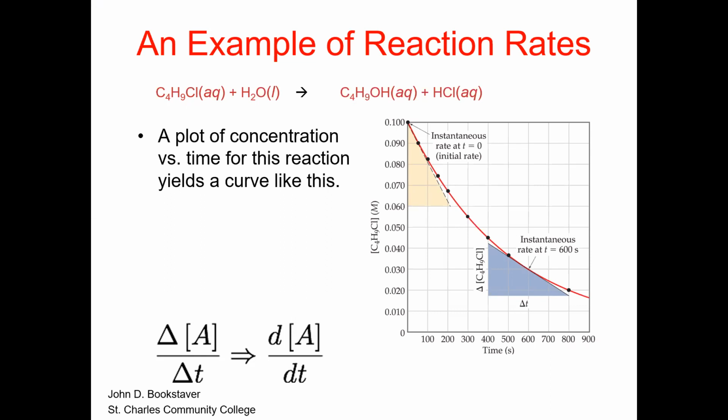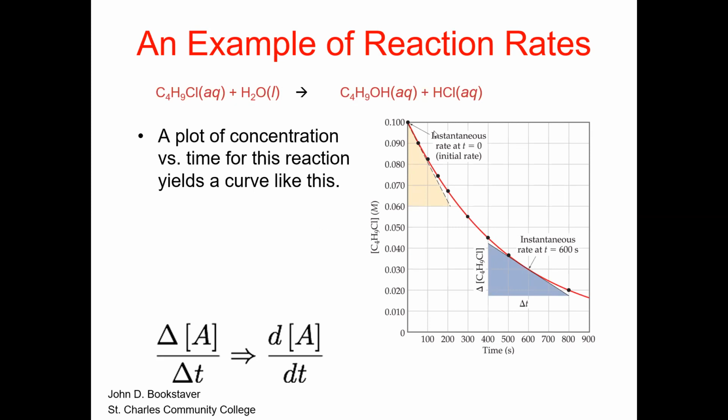butyl chloride reacts with water to produce butanol plus HCl. So this is a plot of concentration. This is the concentration versus the time for the reaction. And this yields a curve like this.